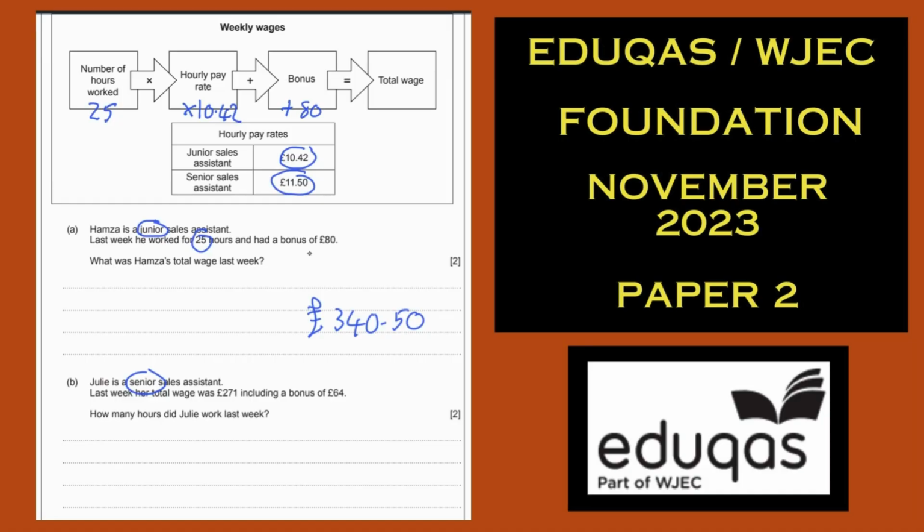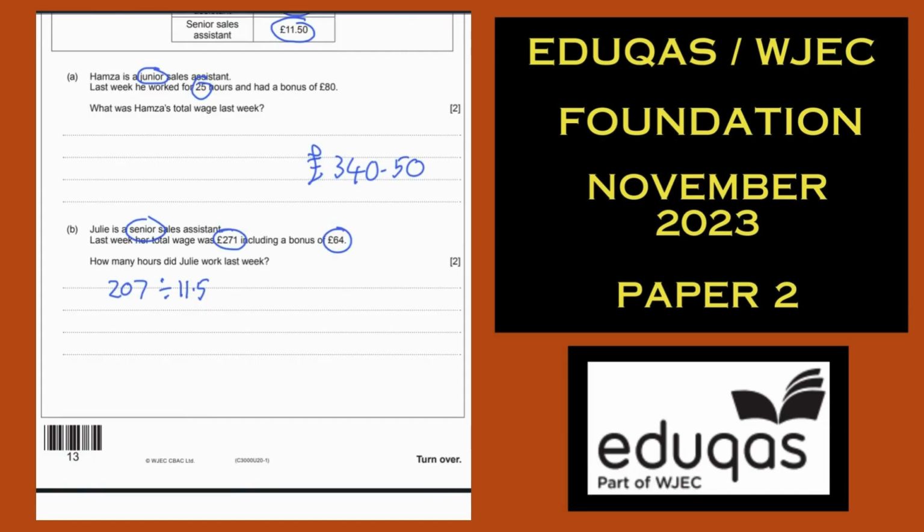But it's working backwards. This time we're told her total wage and her bonus. It's 271. We need to subtract the bonus. That means she's getting £207 from the rest of her earnings. How many hours did she work? We need to divide it by the amount per hour. And you get the reassuringly nice round answer of 18 hours.